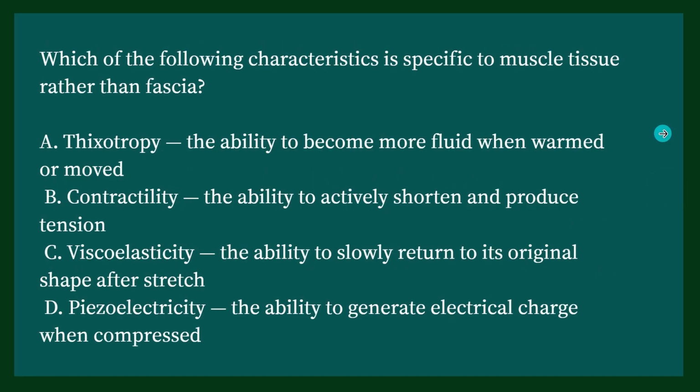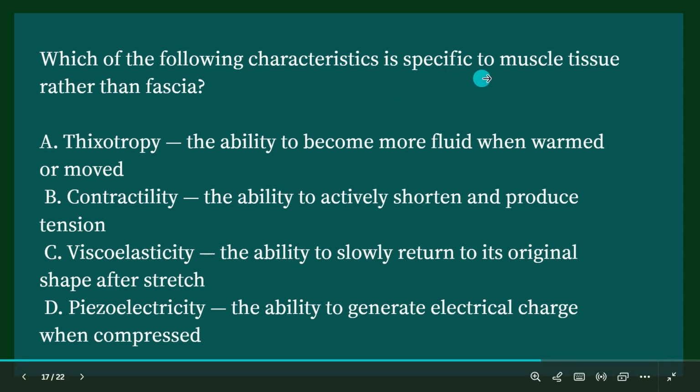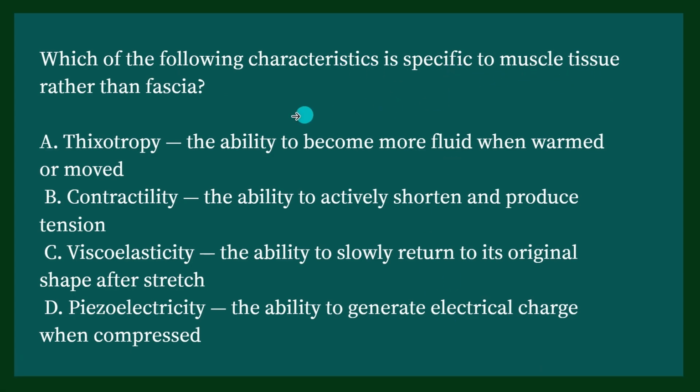Okay, which of the following characteristics is specific to muscle tissue rather than fascia? So what's it asking? Which is the correct answer out of the list? And what is true about muscle tissue and not about fascia? So let's remember what the characteristics of muscle tissue were. We had excitability, contractility, elastic, and extensible for muscle tissue.